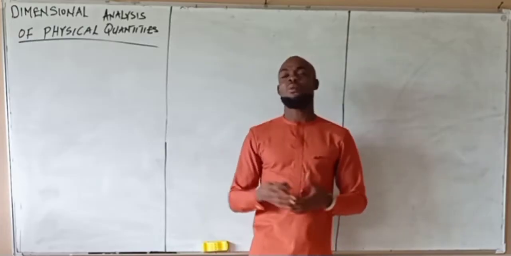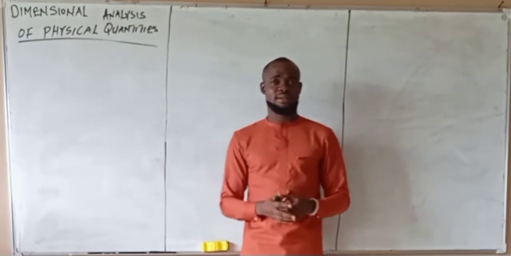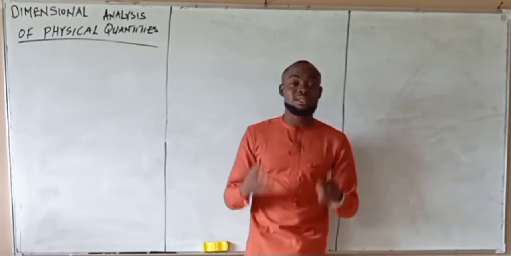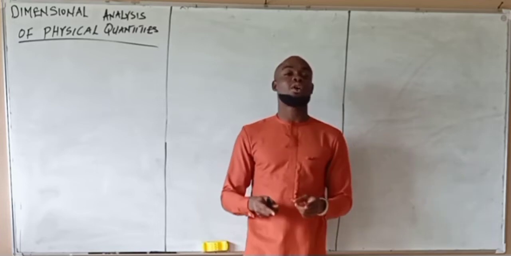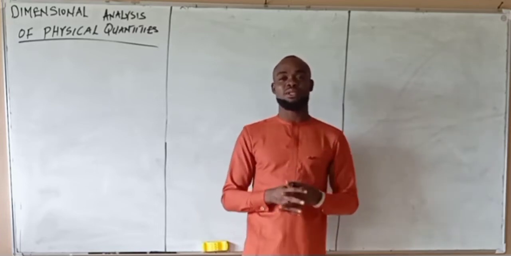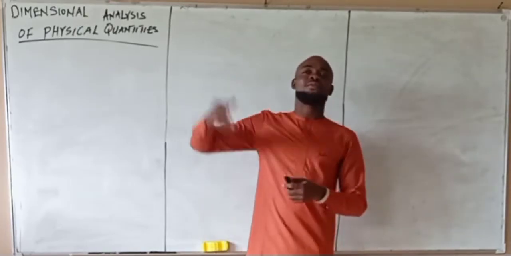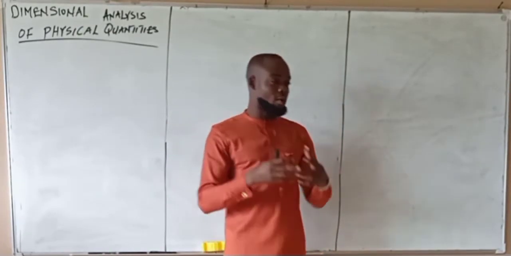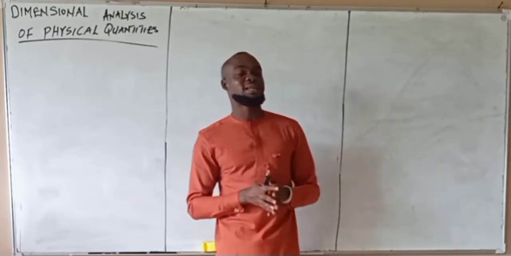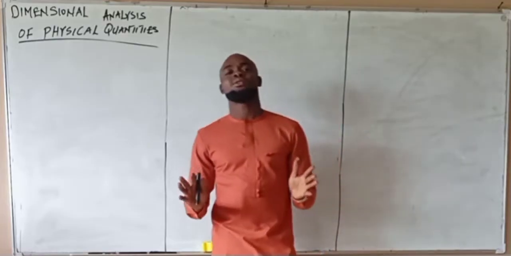Now, there's what we call derived quantities. What are derived quantities? Derived quantities are quantities that are formed from the combination of two or more fundamental quantities. So if we combine two or more fundamental quantities, we are going to form what we call derived quantities.